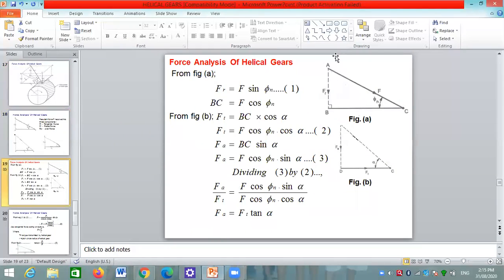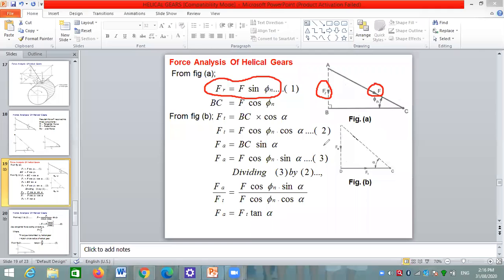Radial force, if we consider this triangle ABC, the side AB represents the radial force, this F is the resultant force, and this angle is phi n. Phi n is the normal pressure angle. Then Fr, radial force, is equal to F into sine of phi n. F is the resultant force and phi n is the normal pressure angle. If we consider this triangle ABC, BC is equal to F into cos of phi n.